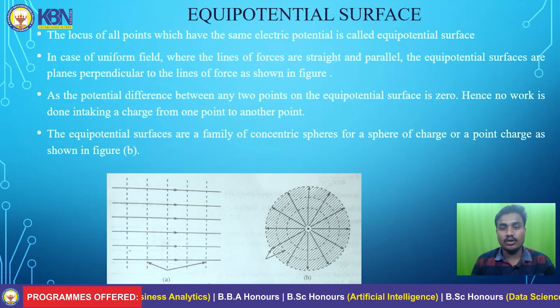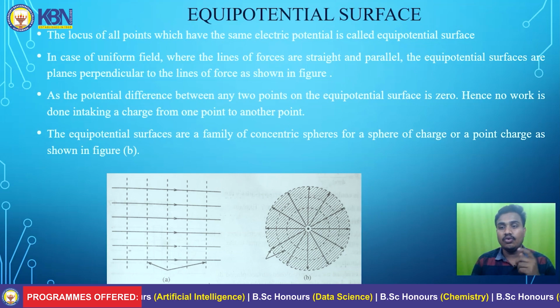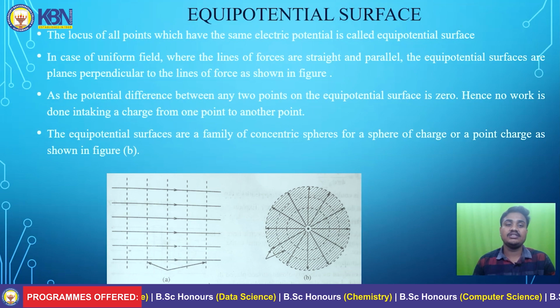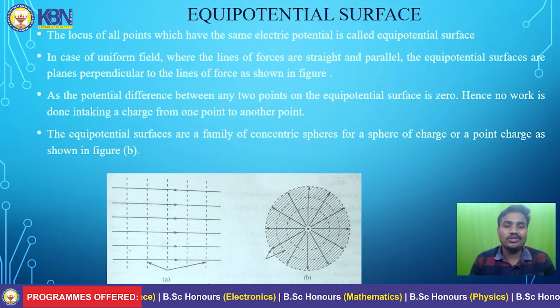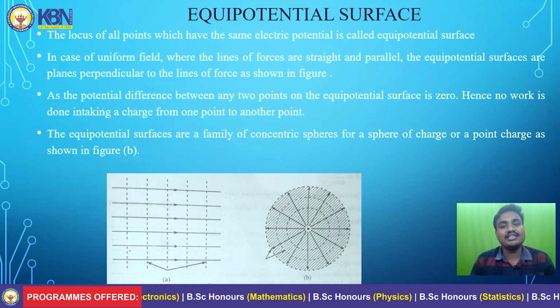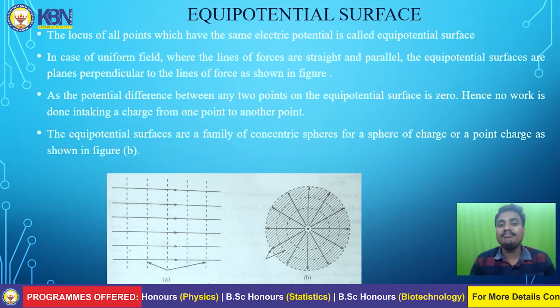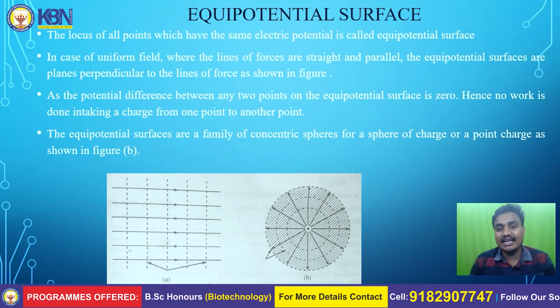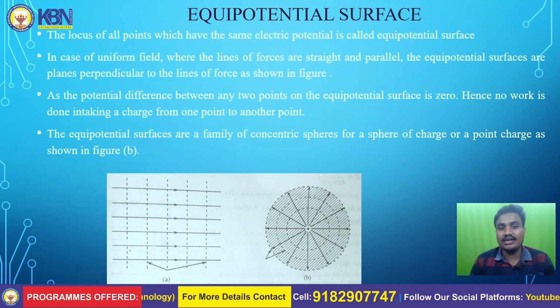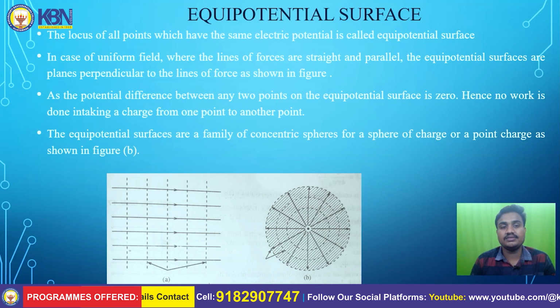Coming to the next topic, it is about equipotential surfaces. What is meant by equipotential surfaces, and how are equipotential surfaces known? An equipotential surface is nothing but the locus of all points which have the same electric potential. The points that have the same electric potential form what is known as the equipotential surface.